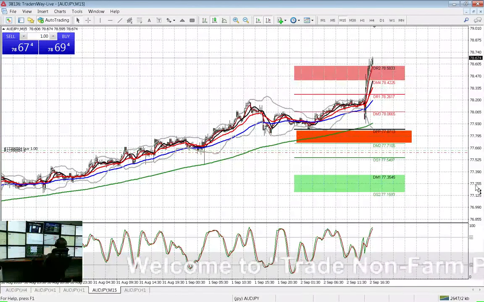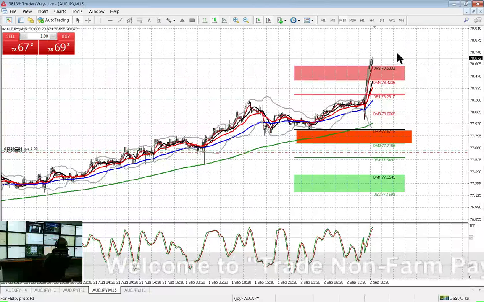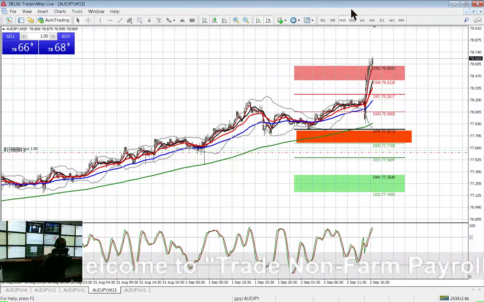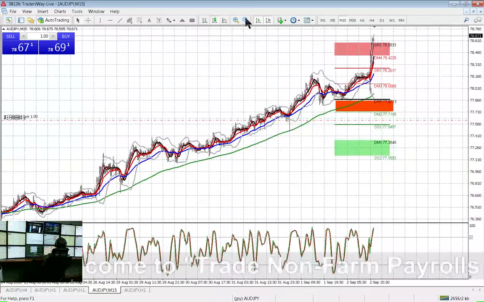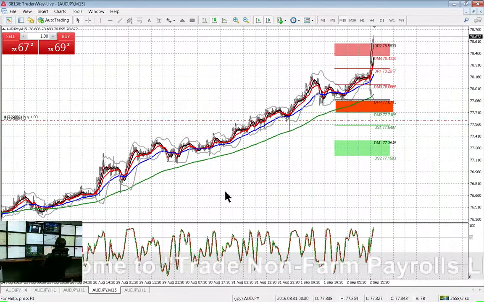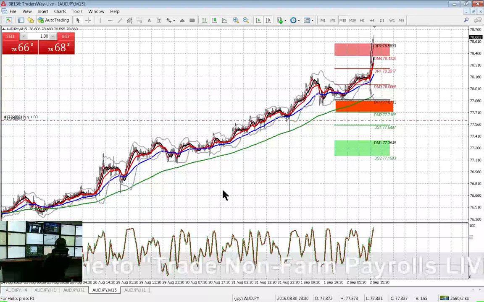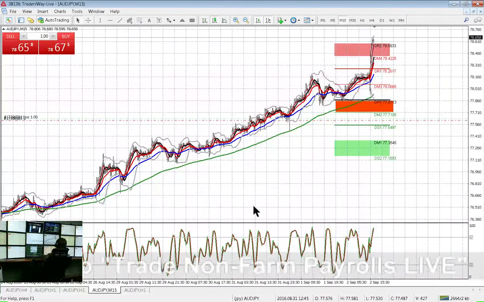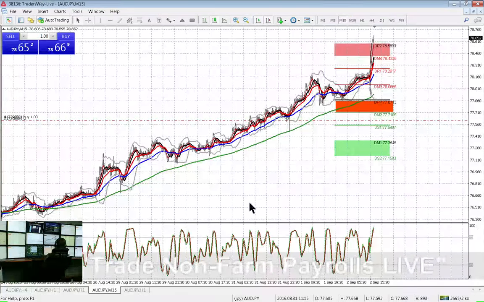So you can see I'm up 100 pips on the Aussie yen. I'm up like 300 pips on the Kiwi yen. I have no problems with that because those are the two highest yielding currency pairs in the world, within reason, right? So that makes sense to me.